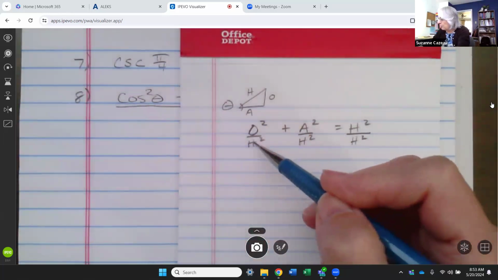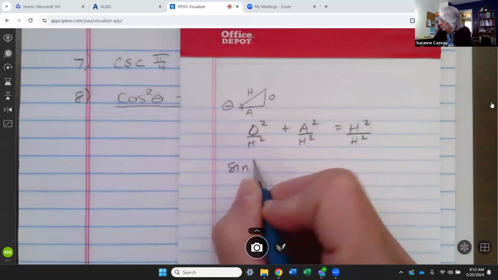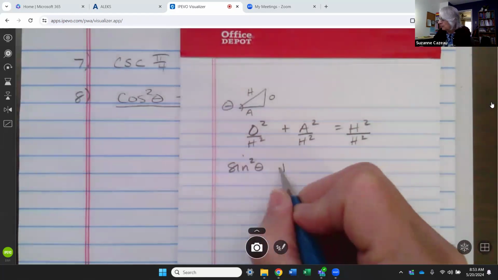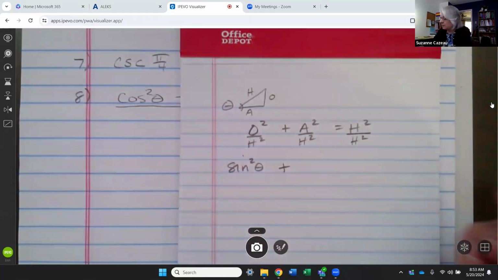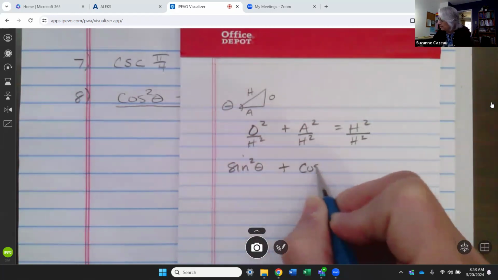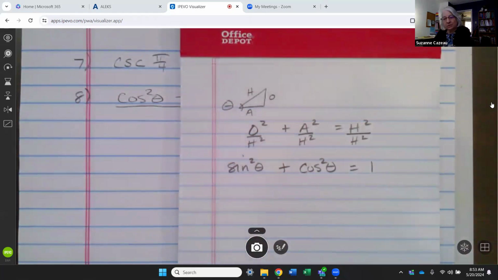Well, opposite over hypotenuse, that's going to be sine of theta. And since they're squared, it's squared. So sine squared theta. Adjacent over hypotenuse is going to be cosine, right? So cosine squared theta equals 1. So sine squared plus cosine squared equals 1.